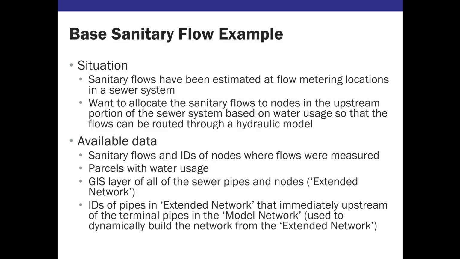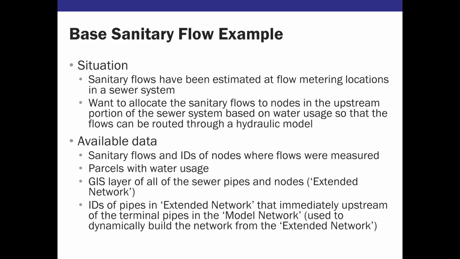We also have parcels with water usage, and we have a GIS layer, or layers, of the sewer pipes and the nodes for the full system. So this is branching all the way up, all the way through the system, to include all the pipes and nodes. And for convenience, I'll call this the extended network.